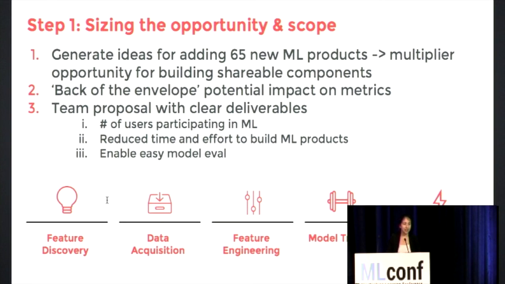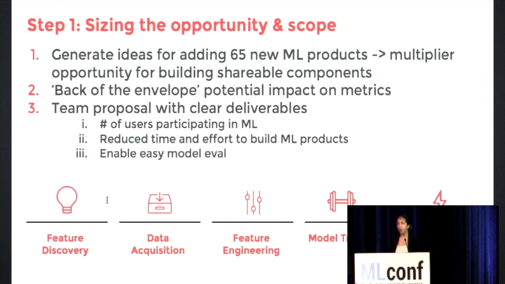One aspect of this was the teams had a really fun brainstorming session where we generated ideas for 65 additional data products that we wanted to build, and then talked about, given our current infrastructure, how long would it take for us to build those, how many resources would we need, and how could we have this multiplier opportunity by building shareable components. We did a back-of-the-envelope calculation of the potential impact, and that was really important, right, to be able to say, we think this is going to make a difference.